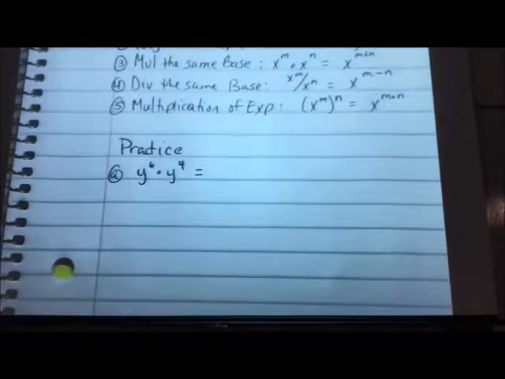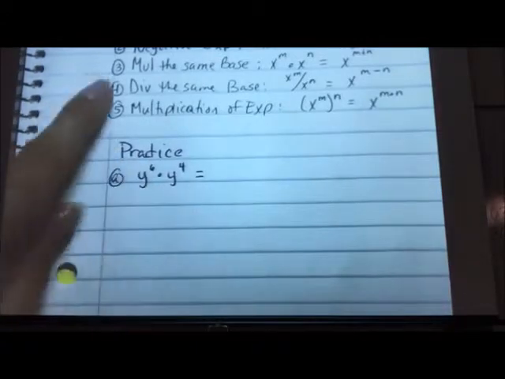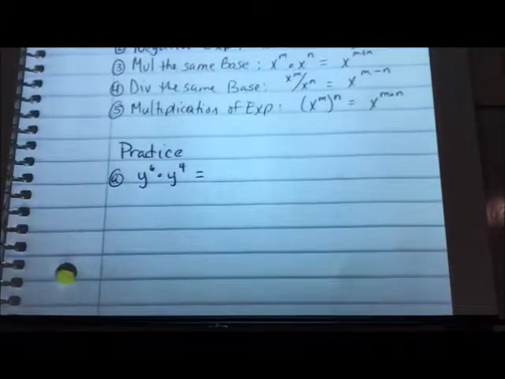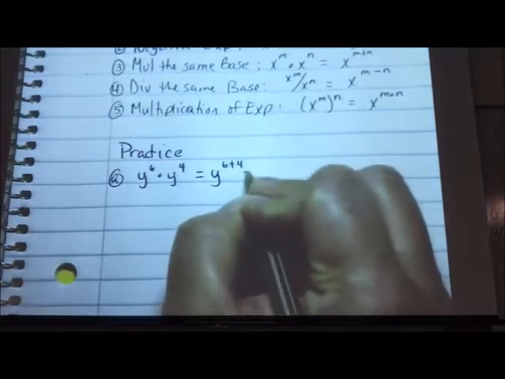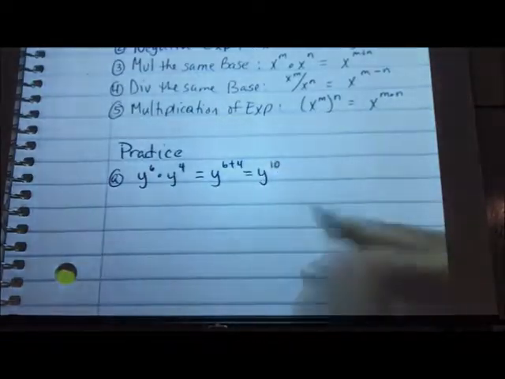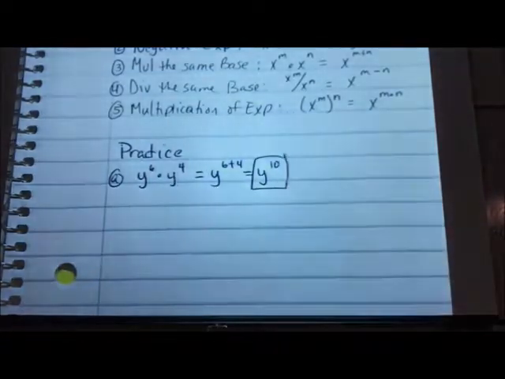So let's say that we have y to the 6th times y to the 4th. So the power of y is 6, the power of y is 4. They both have the same base. Multiplication, rule 3 says that when you multiply, you add your exponents. So this becomes 6 plus 4, which is y to the 10th. And that would be your final answer.